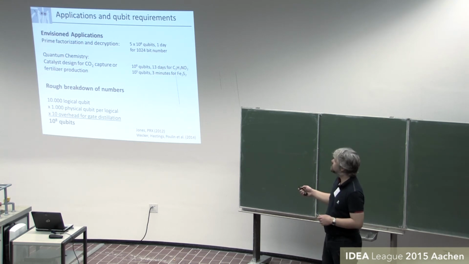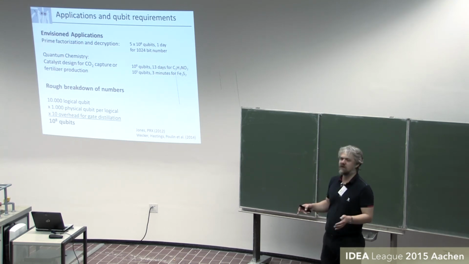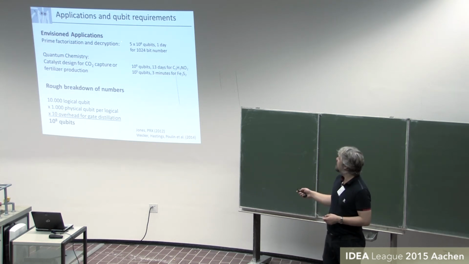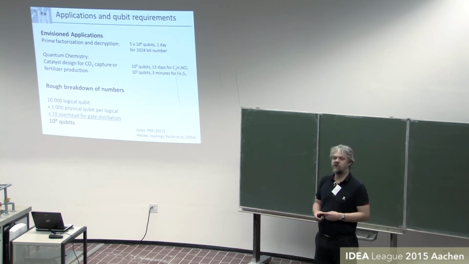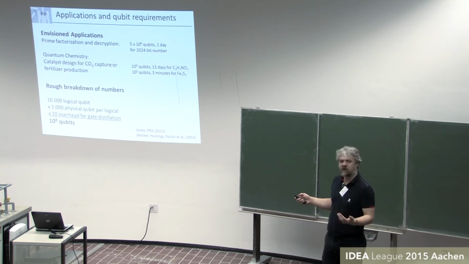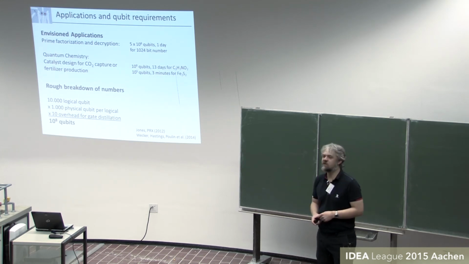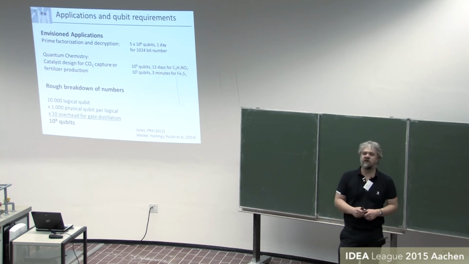If you look into best estimates right now on typical clock speeds, I think of 100 megahertz or so, to factorize a 1024-bit number, which is considered safe for classical computers, for encryption purposes, or impossible on classical computers, it takes something like 500 million qubits, and they need about 1 day.